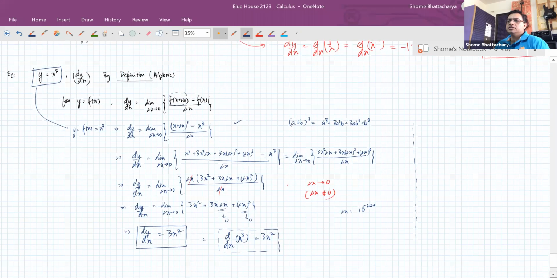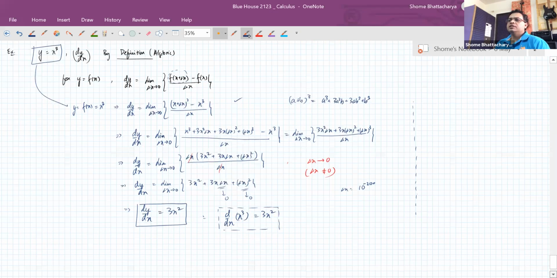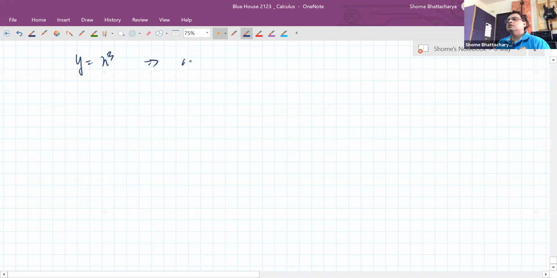Also, let's see how we can interpret this geometrically. For example, what information does this tell us? If y is equal to x cube, it's telling us that dy by dx is equal to 3x square. So what is the meaning of this geometrically? At any x, the slope should be equal to 3x square.